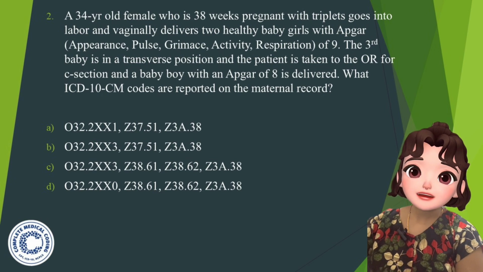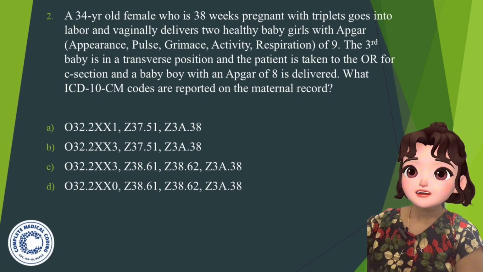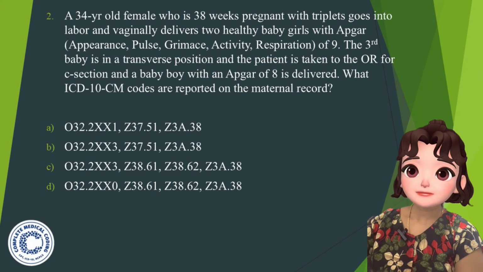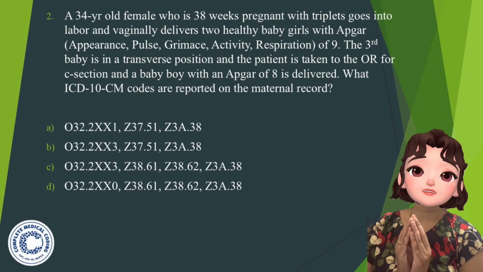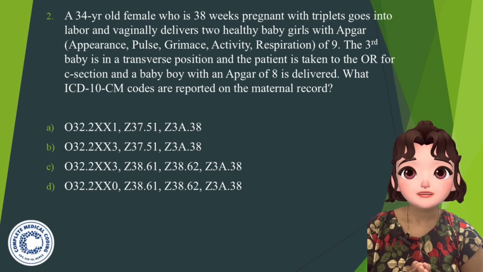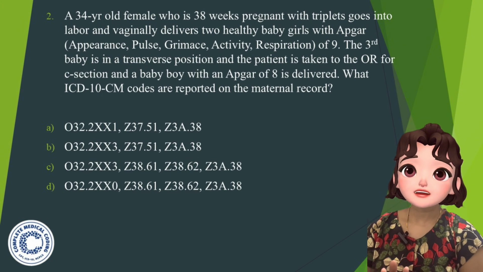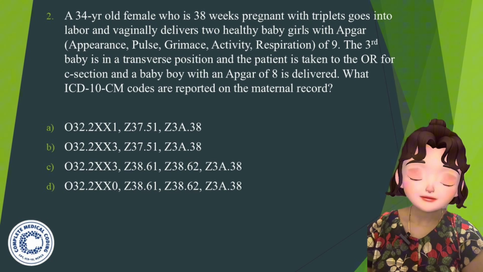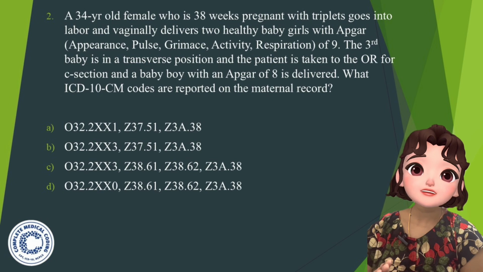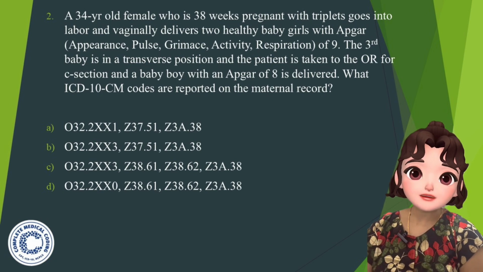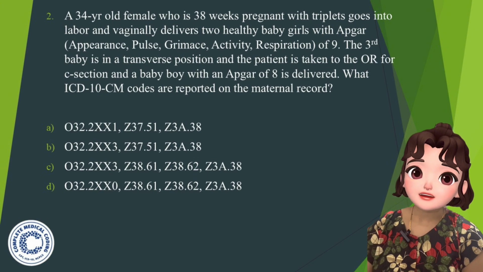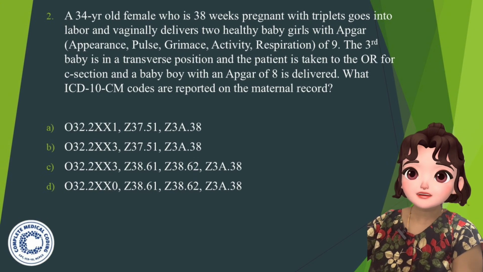So let's move to B and C options only. What is O32.2XX3? It means maternal care for transverse and oblique live fetus 3. In this first O code itself, it is clearly mentioned transverse and oblique. Both are included, meaning a few babies will be in transverse position and a few in oblique position. Number of fetus is also mentioned, 3. So this is an important code while coding triplet pregnancy.